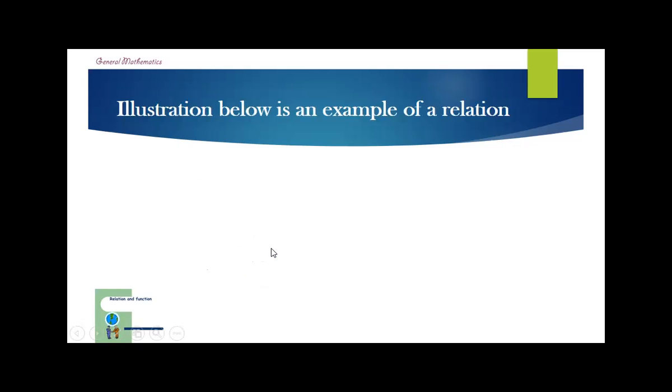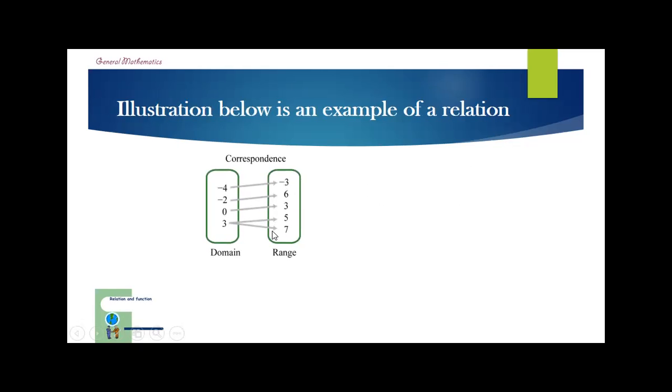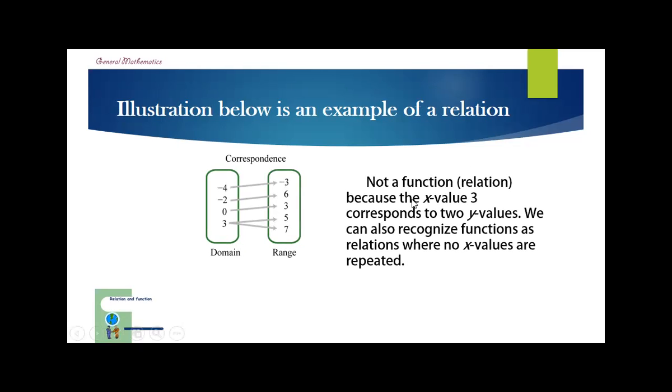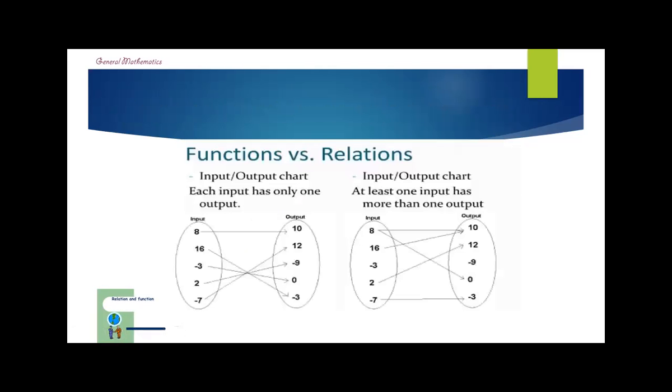Okay, the third illustration. It is a relation because the x value 3 corresponds to 2 y values, which are numbers 5 and 7. So 3 corresponds to numbers 5 and 7. That's the reason why it is a relation.